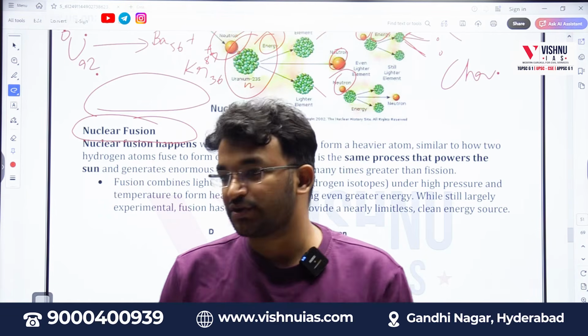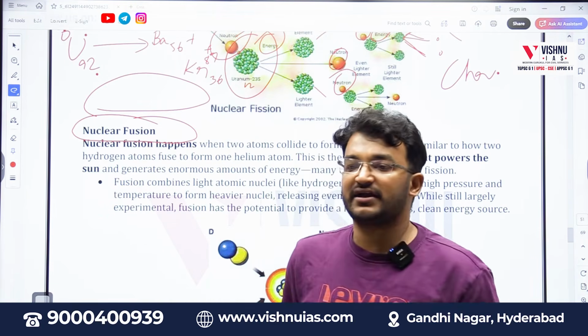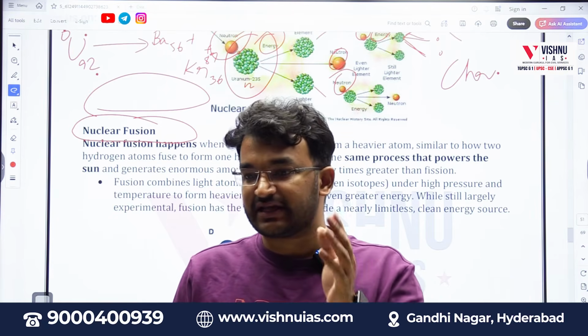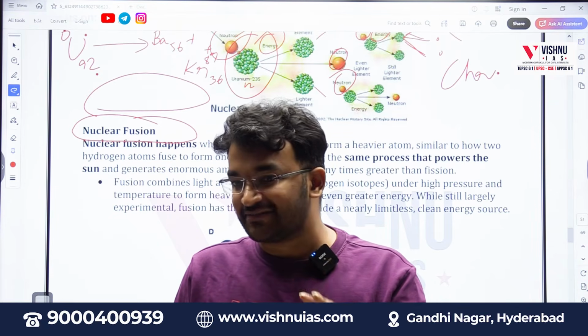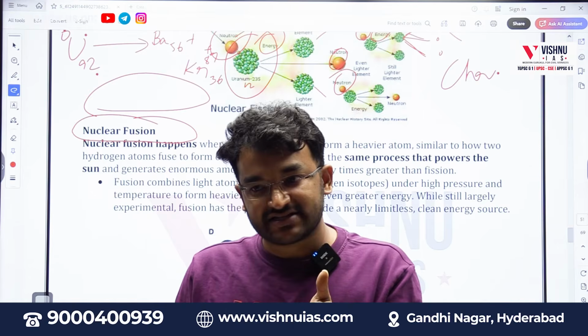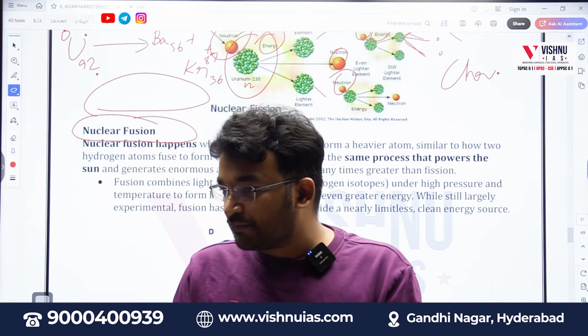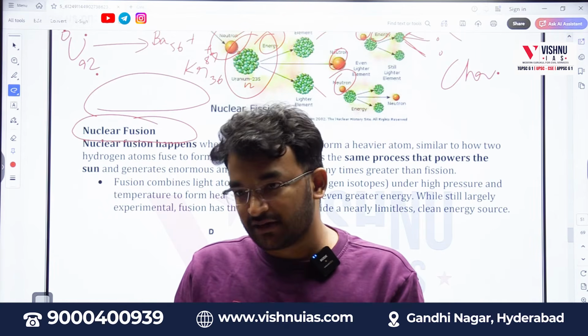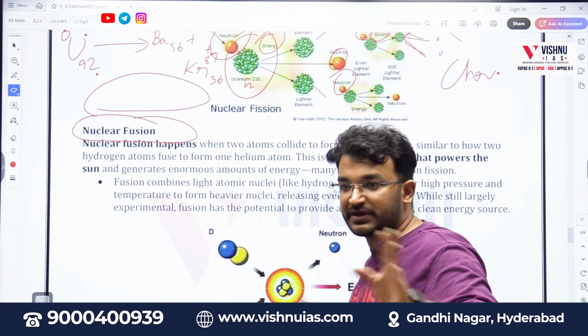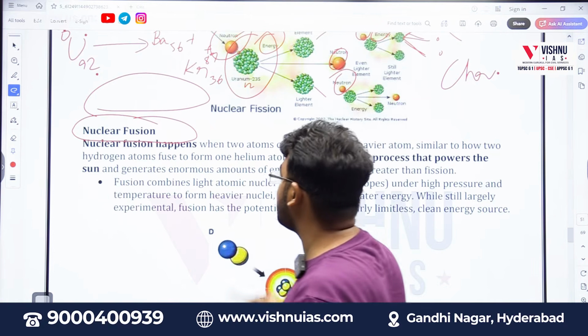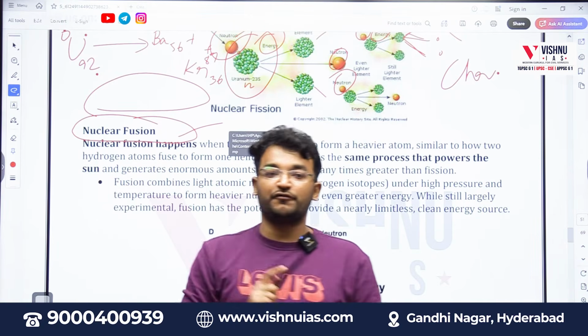Written the reaction. So for the fission we had written 2 examples. Basically we had taken 2 fissile materials. What are those fissile materials? Uranium 235, another one is plutonium 239. Now we wrote how they react. These 2 are the examples. Now we are going for nuclear fusion.